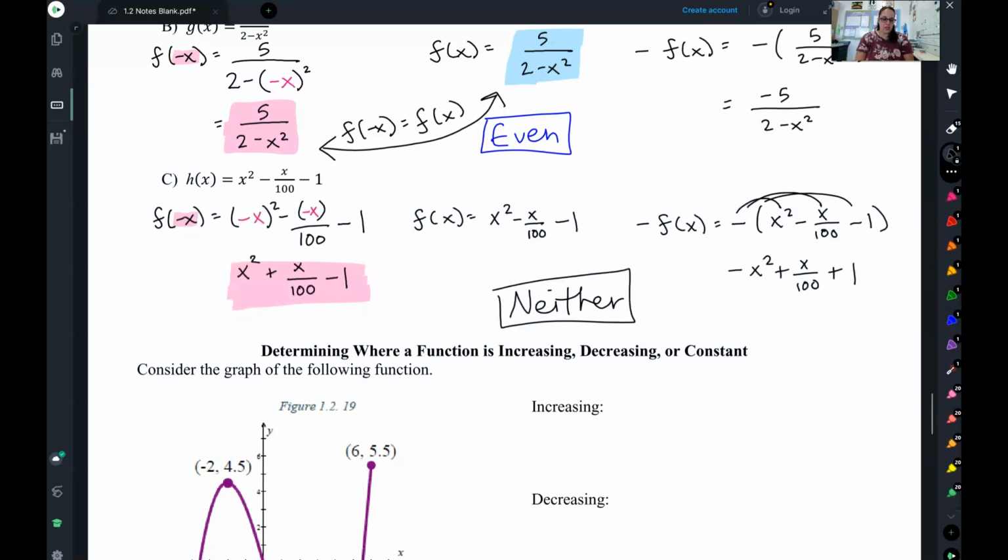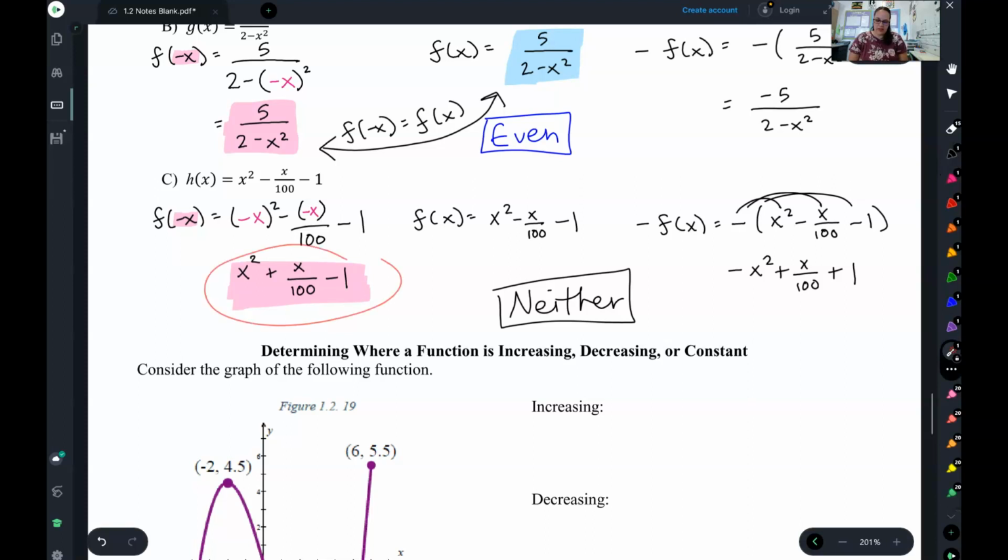Here we go. So I found f of negative x. That's what I got. I found f of x. Ooh, not that one. F of x, just copied it down. And then I found negative f of x and distributed the negative. Now, when I compared f of negative x to both of these answers, I noticed it is not exactly the same as either of those. This one, this sign is different. And this one, these signs are different. So because it doesn't exactly match, we say it is neither.